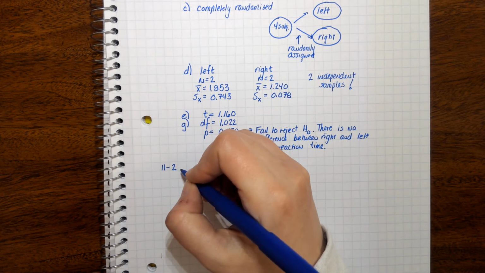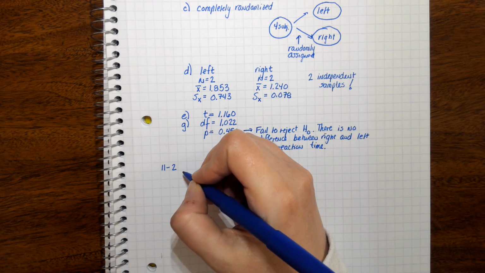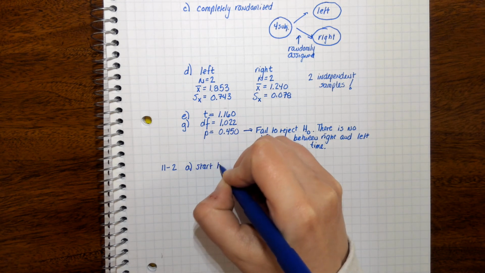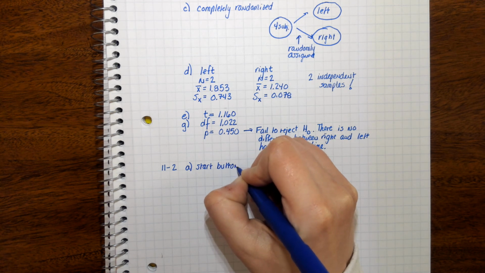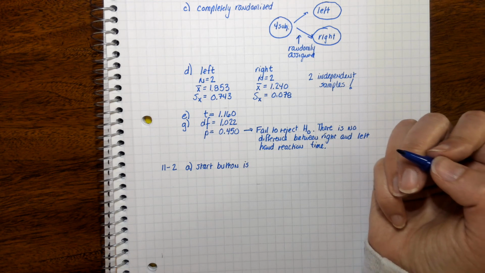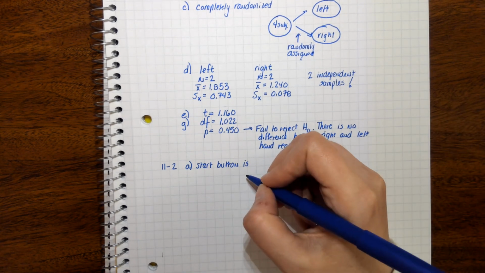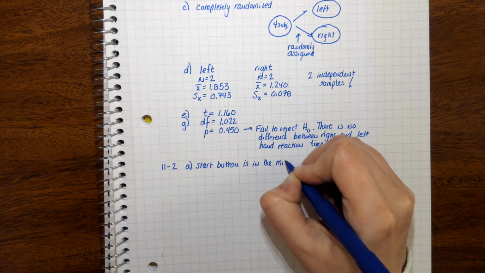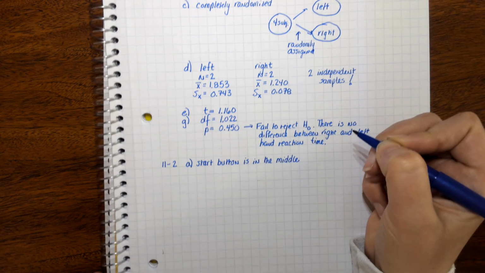Okay, so here's what I have. The start button is in the middle. I could probably scroll back to our old classwork where we already did this experiment and cheat off of that, but that's okay. This is what I've got so far. The start button is in the middle.